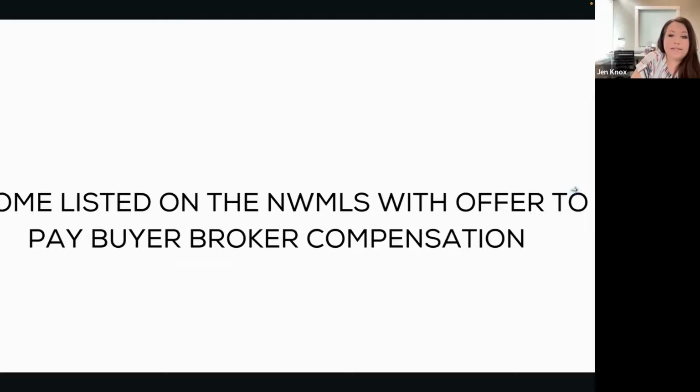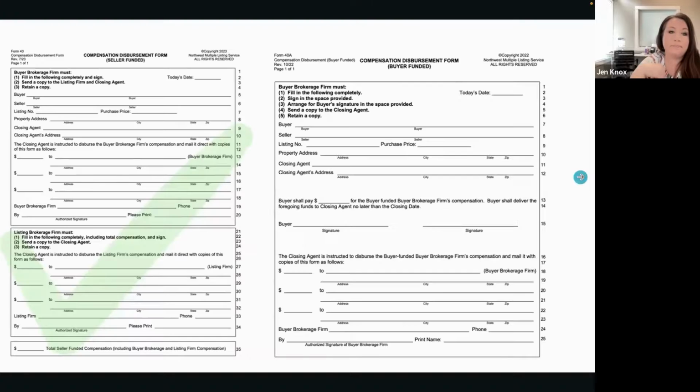For a home that's listed on the MLS with an offer to pay the buyer broker compensation, the form that we probably see most is going to be Form 40. That would be filled out as necessary, whether we represent buyer or seller. But since there is a listing on the MLS that is offering compensation, it would be Form 40.